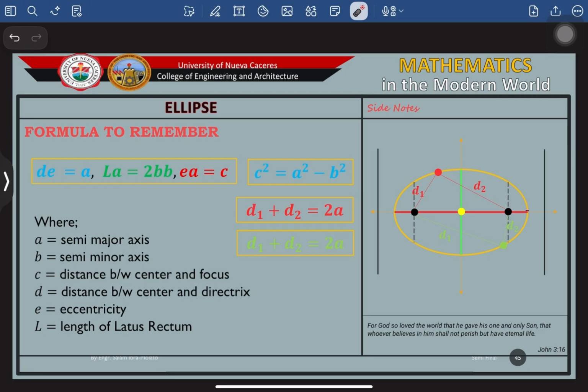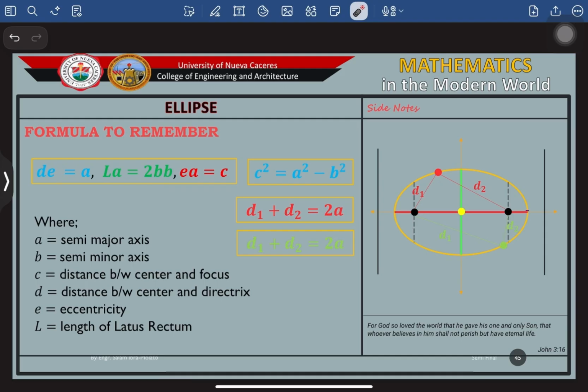memorize. It's just one line. Then this is the formula for the latus rectum. If you remember, in the past slides I showed, the formula was L is equal to 2b squared over A. So you cross multiply this, which is why it became LA is equal to 2BB, which is equal to b squared.